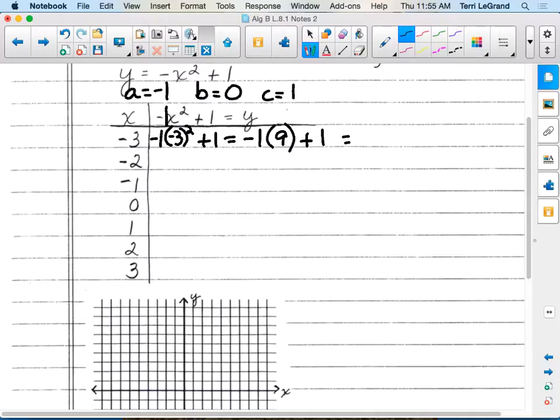Negative 1 times 9 is? That's what we'll do next. Negative 1 times 9 is? Negative 9. And we bring our plus 1 along. Negative 9 plus 1 is? Negative 8.